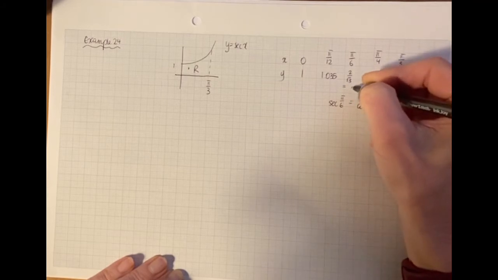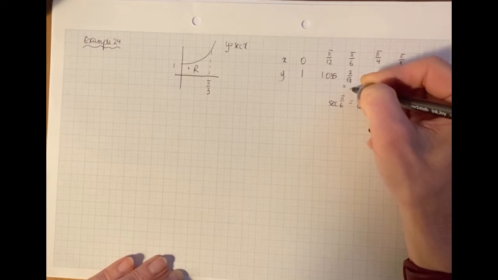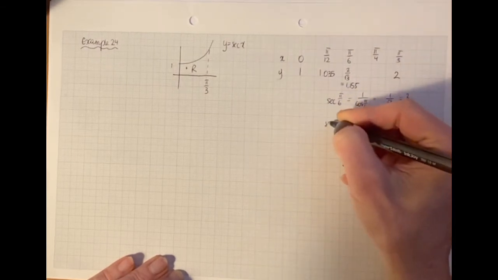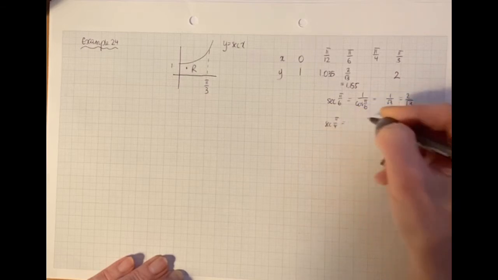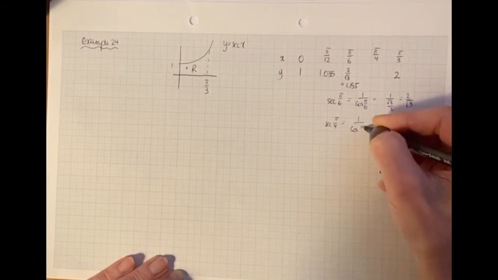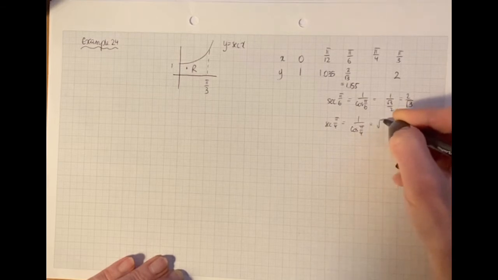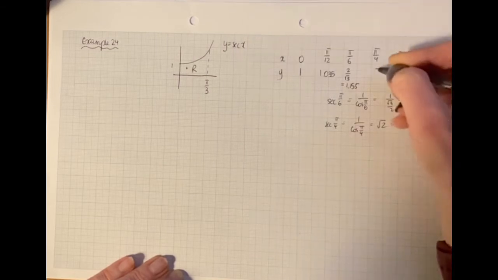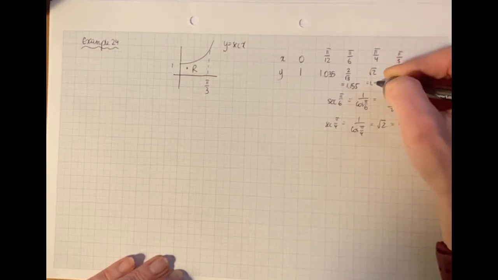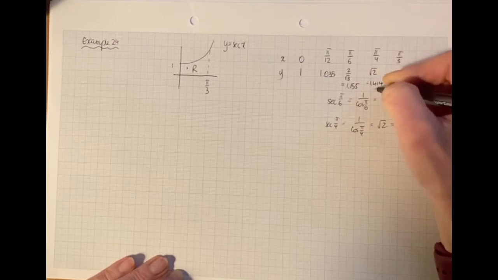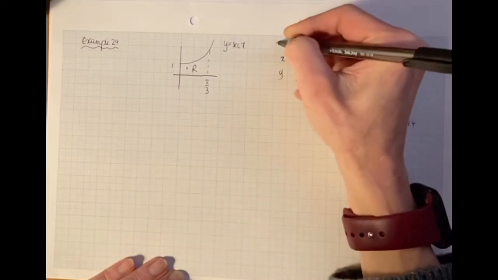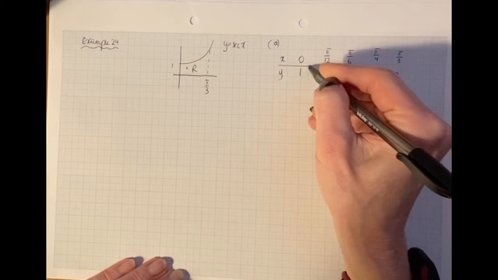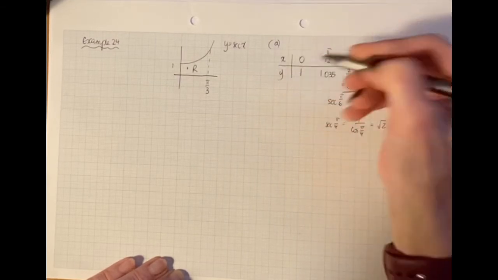Using the calculator, you will have 1.155. And then we're going to look for sec pi over 4. Again, put it into the calculator. Cos pi over 4 is 1 over root 2, so sec pi over 4 is root 2, which is 1.414. So we've answered part A of our example, which is complete the table of values.